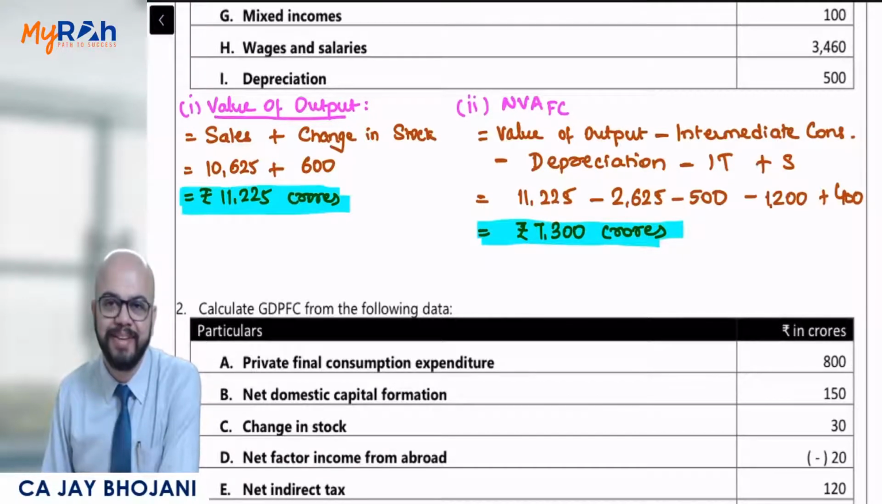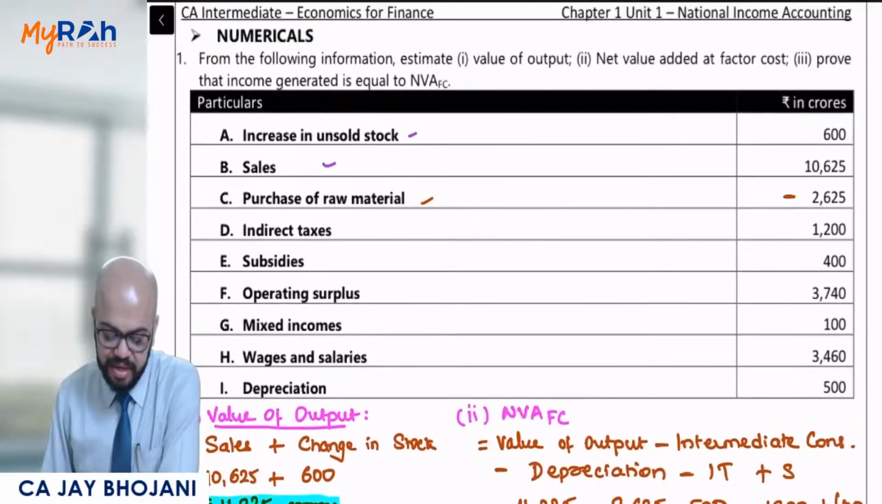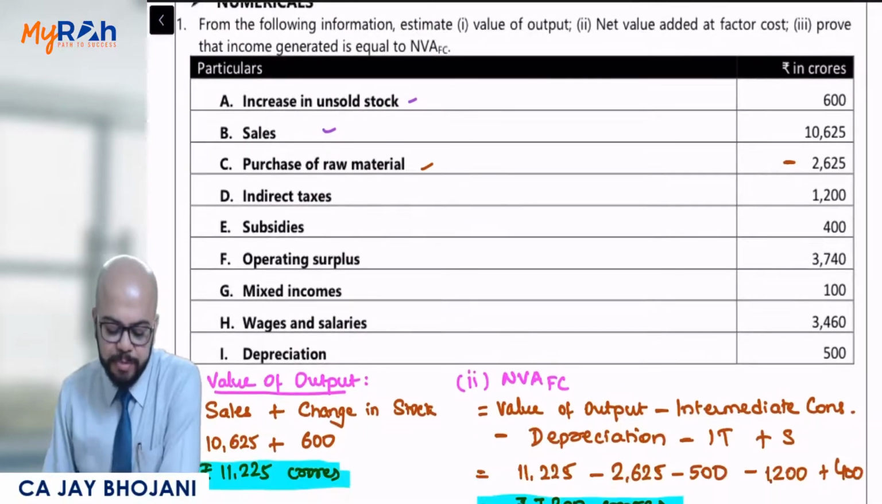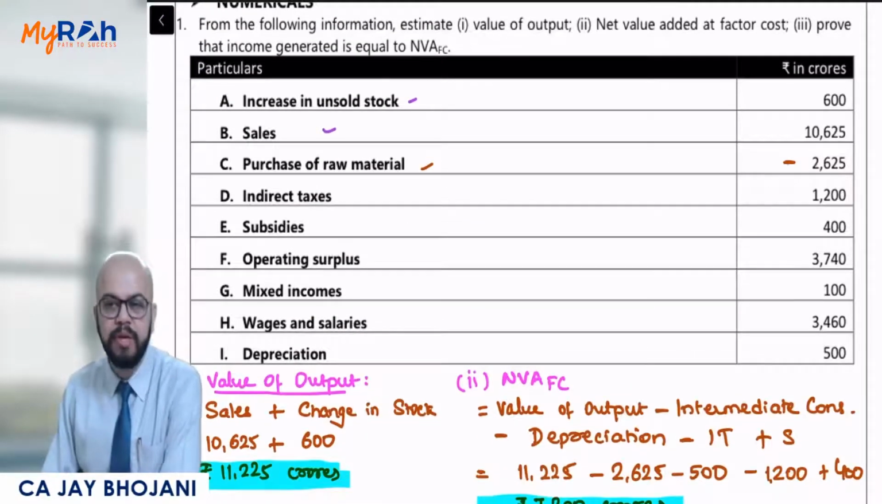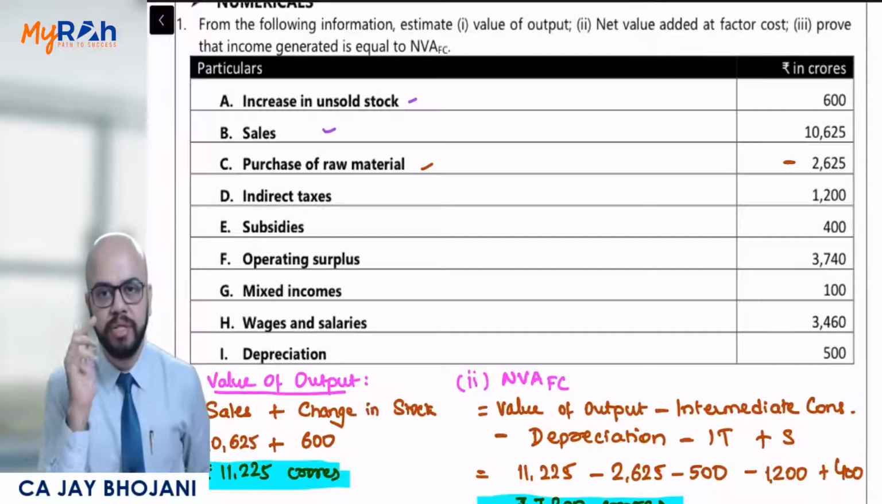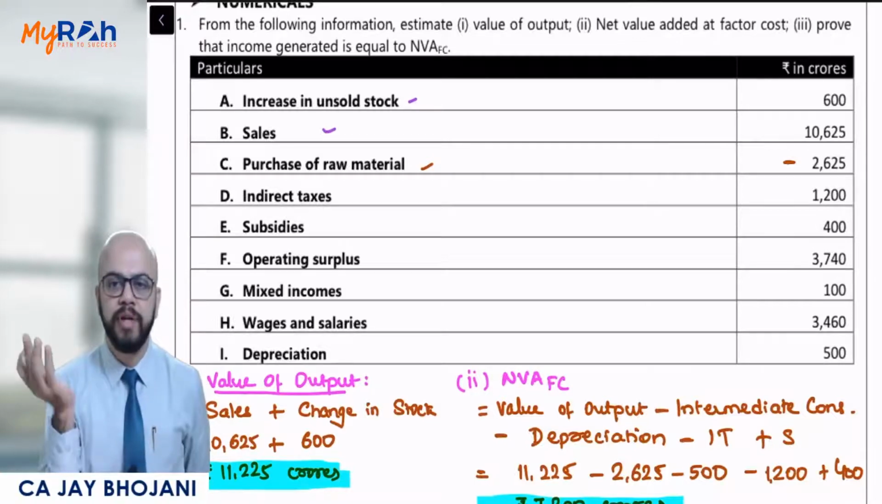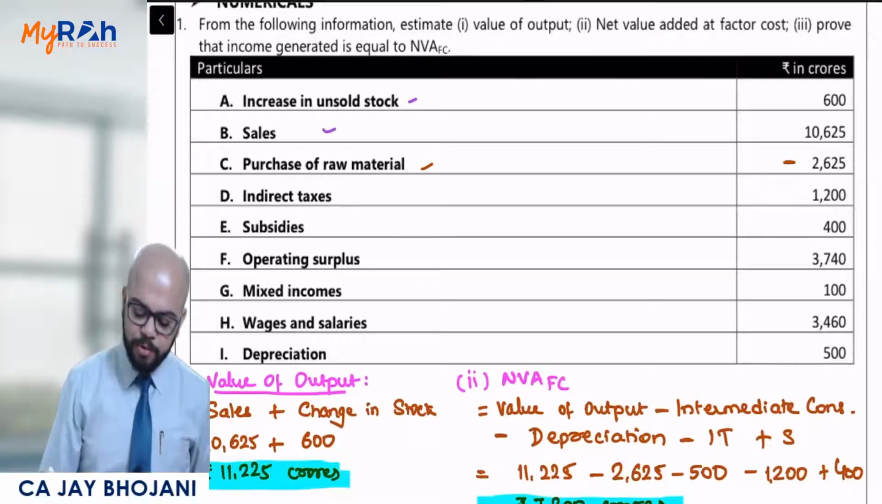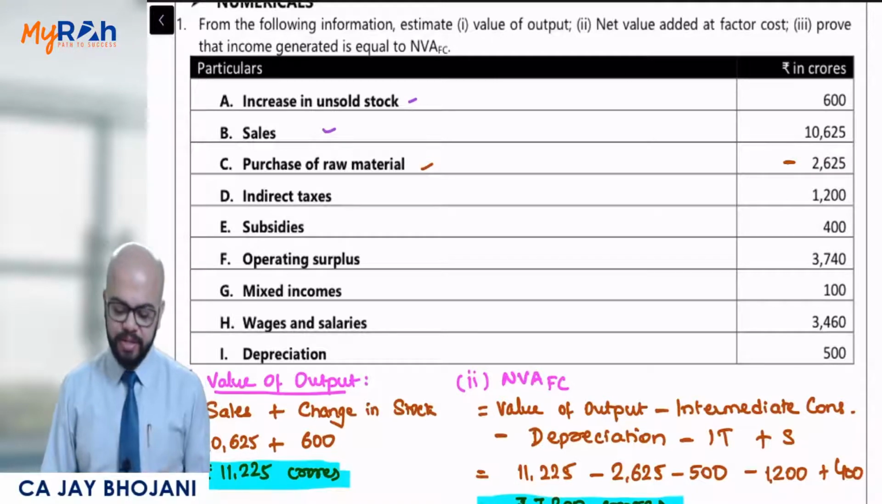Okay, clear? See, now the third part says prove that income generated is equals to NDPFC. NDPFC you already have calculated, 7,300. You just have to find out income generated. I'll just help you locate that in the question.